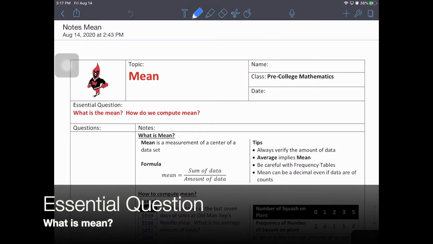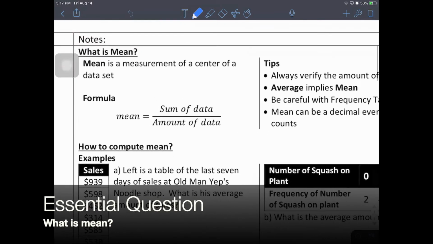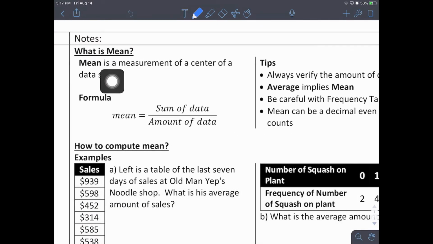Alright, in this next video, we're going to go over means. First off, what is a mean? Mean is a measurement of center of a data set. It has a particular formula. The mean equals the sum of the data over the amount of data.